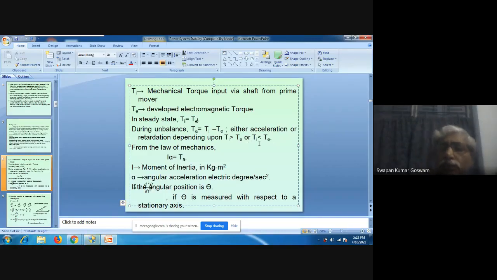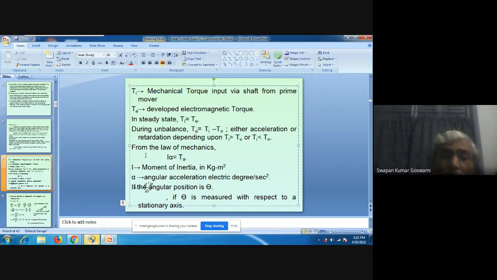So this is the condition for stable operation, and during disturbances, when there is unbalance between the input and output, Ta is the accelerating torque, Ti minus Te. Ta may be positive, Ta may be negative. Positive means there will be acceleration, speed will become above synchronous. Negative means there will be deceleration, speed will become below synchronous.